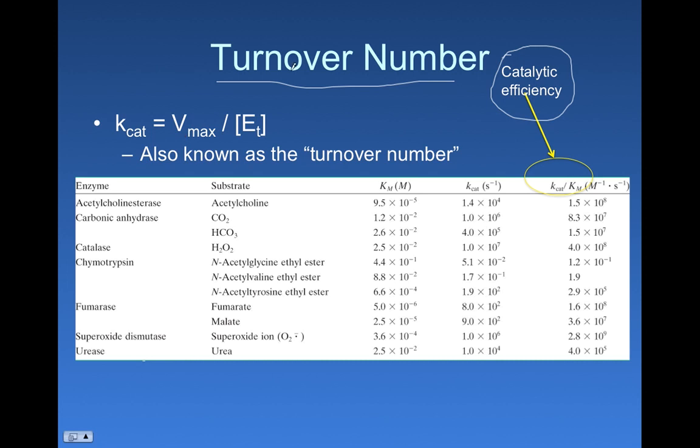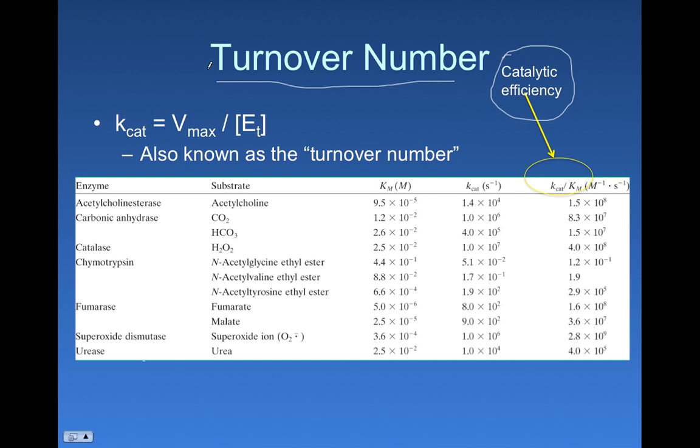So the turnover number is actually called kcat, and this is where it's confusing. Turnover number is kcat. Catalytic efficiency is called catalytic efficiency. It's not called kcat. So students often get mixed up, understandably, by thinking that kcat is catalytic efficiency. It's actually just turnover number.